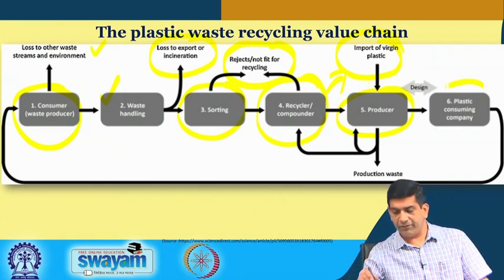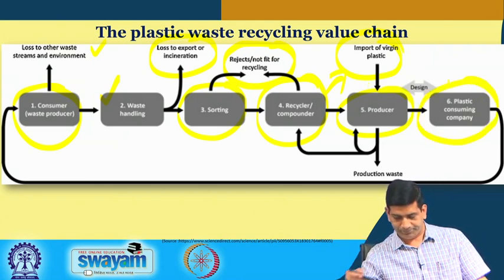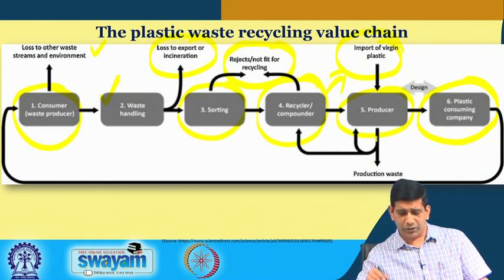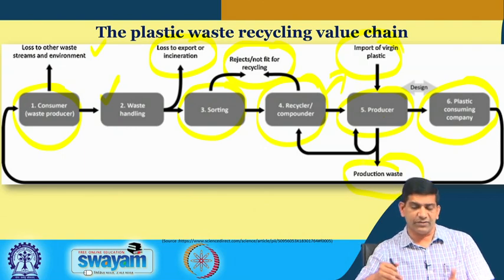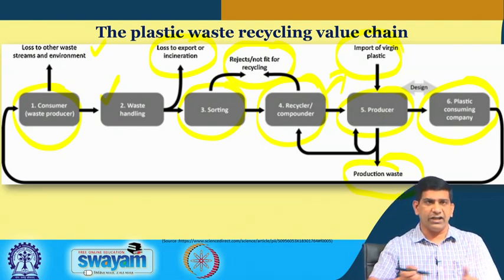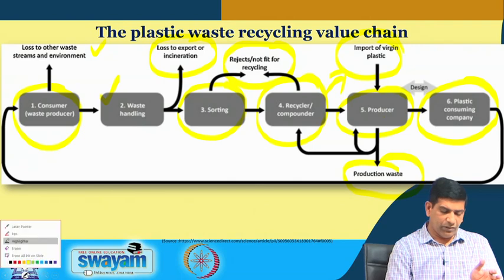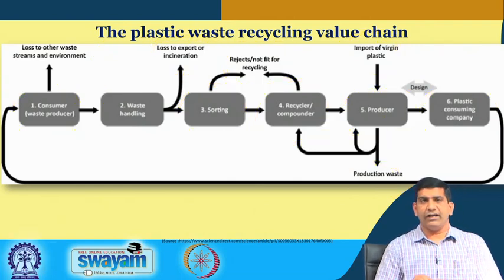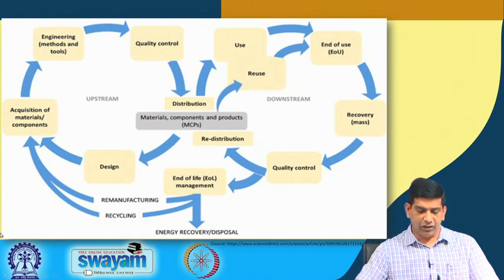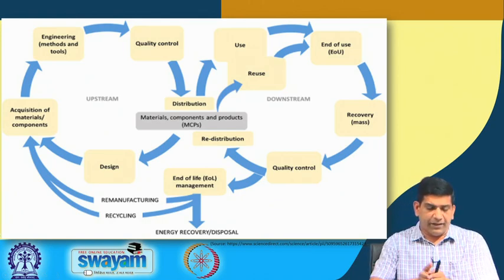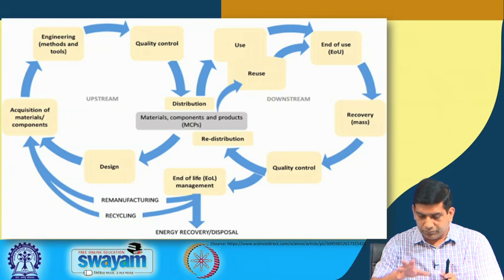Then we have the plastic consuming company. In between, when you are either using virgin plastic or recycled plastic, you make the product, and there will be some production waste. So, all those things come into the picture in terms of the plastic waste recycling value chain, the different aspects of how plastic waste moves in an economy. So, if you look at it in a cyclic way of how things are moving.